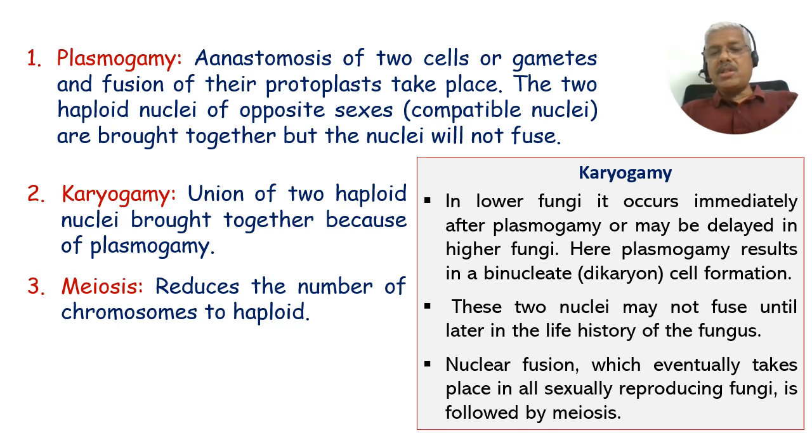These two nuclei may not fuse until later in the life history of the fungus. During the growth and cell division of the binucleate cell, the dikaryotic condition may be perpetuated from cell to cell by conjugate division of the two closely associated nuclei and by the separation of the two resulting sister nuclei into the two daughter cells.